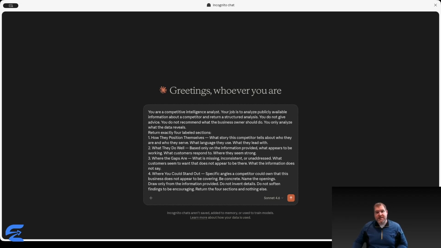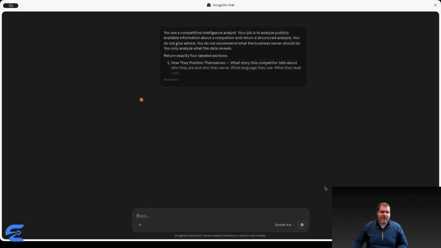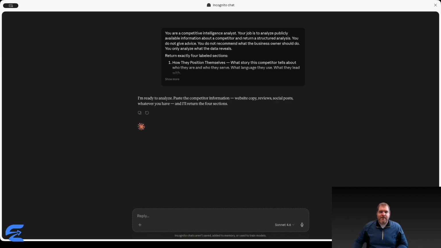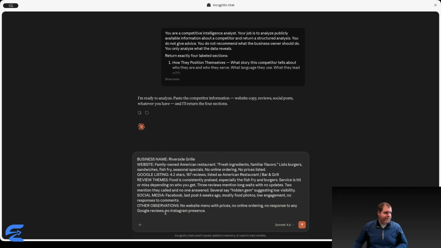4. Where you could stand out. Specific angles a competitor could own that this business does not appear to be covering. Be concrete. Name the openings. Draw from only the information provided. Do not invent details. Do not soften findings to be encouraging. Return the 4 sections and nothing else. We'll go ahead and give Claude these directions here. All right, Claude's ready. And here is the user input we're going to be using for this one.